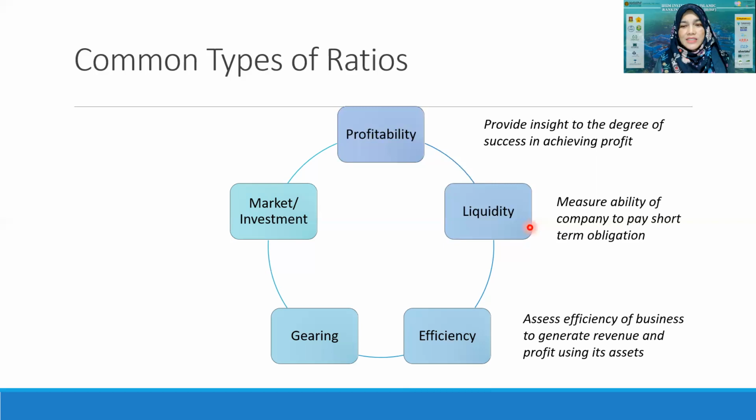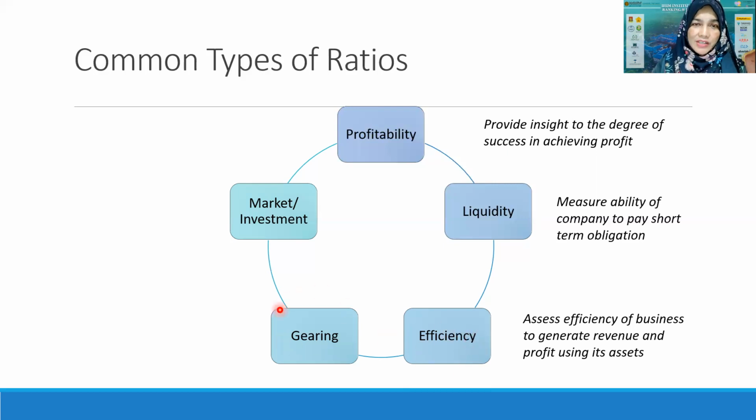Efficiency ratio, as the name implies, assesses the efficiency of a business in generating revenue and profit using its assets. Most of the ratios in efficiency ratio are about assets, for example asset turnover and inventory turnover. This measures the efficiency of the company in generating sales and profit from the assets that they have. So the name is efficiency ratio.